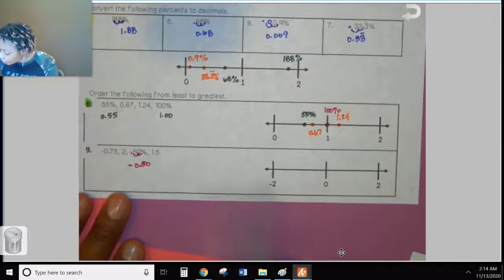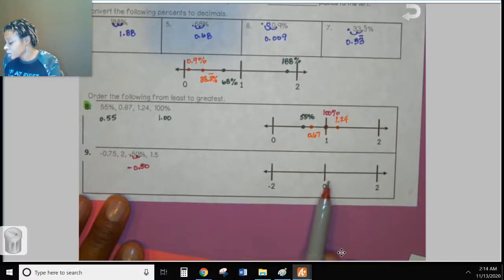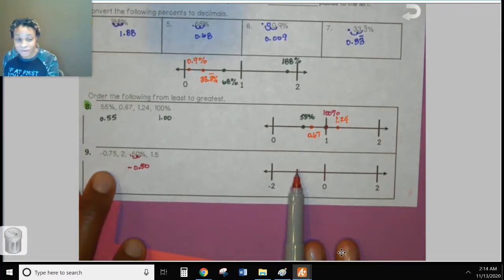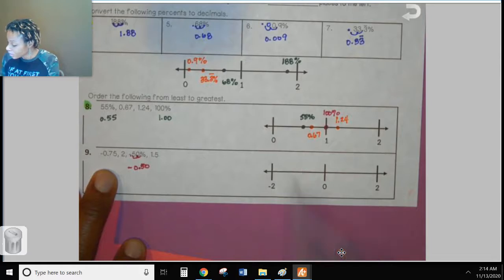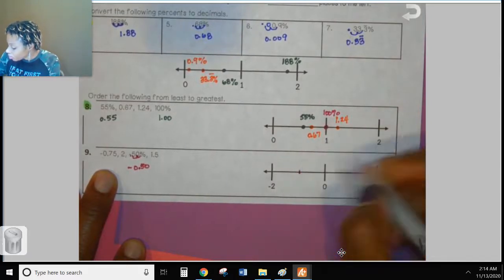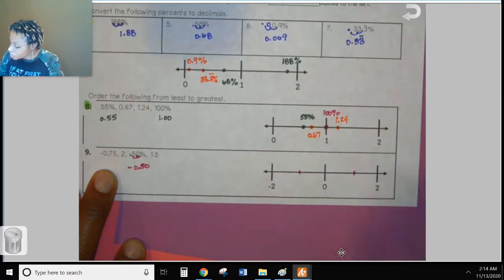So negative, I'm going to start on my negative side. This number line doesn't have the 1, so we have to imagine 1 would be in the middle here, or -1 and +1. So this is 1. Remember, negatives would be less than 1. I'm just going to mark off where I think 1 is.